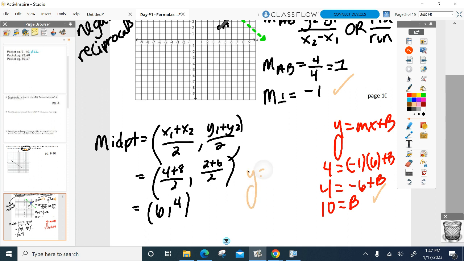So I got y equals -1x, or -x plus 10. There's my perpendicular bisector.